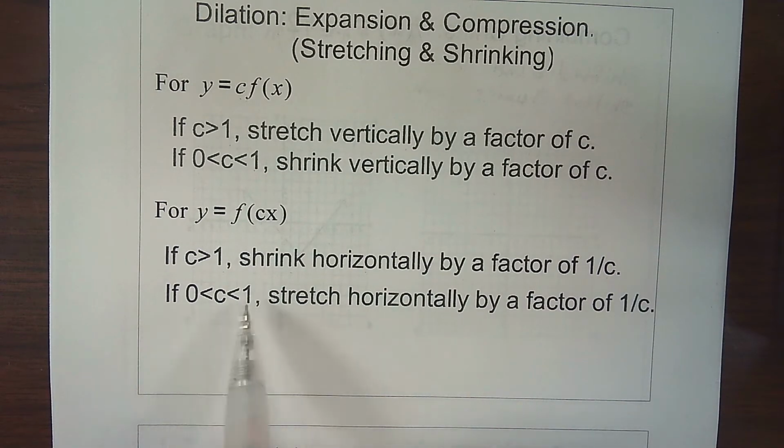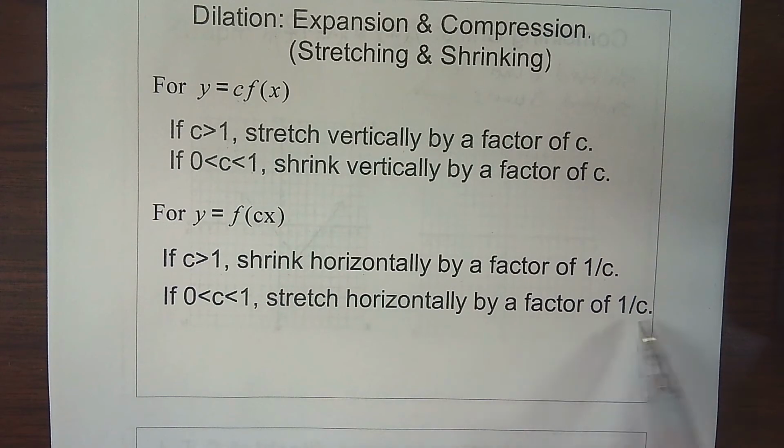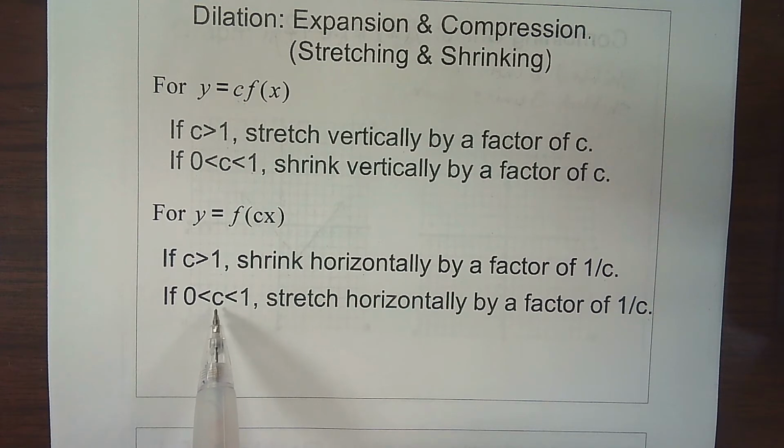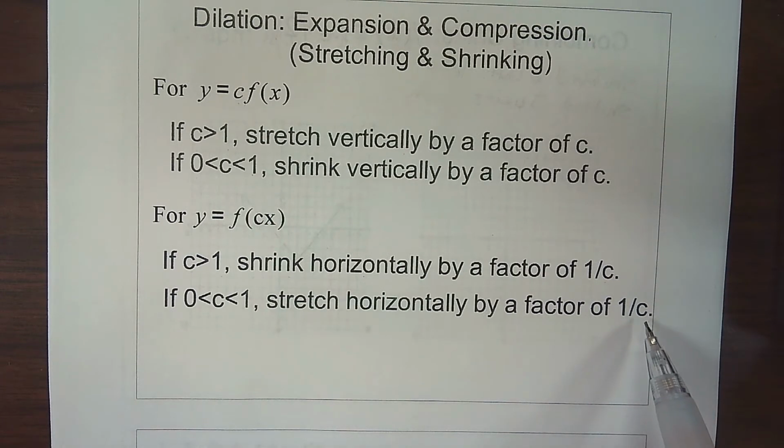And for this next piece, if our C is a fractional value between 0 and 1, not including 0 or 1, then it is a stretch horizontally, and again, it's by a factor of 1 over C. So if you're multiplying by, let's say, 1/4, in order for us to call it a horizontal stretch, we would need to say that it's by a factor of 1 over 1/4, or the reciprocal of 1/4, which would really then be by a factor of 4.